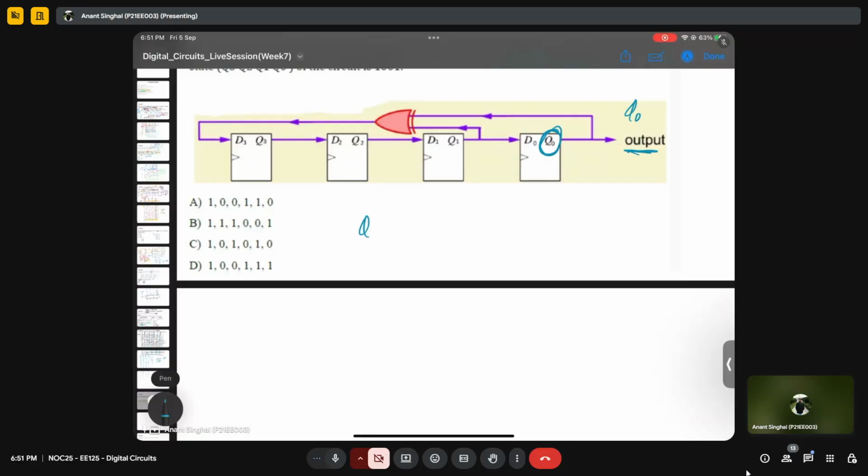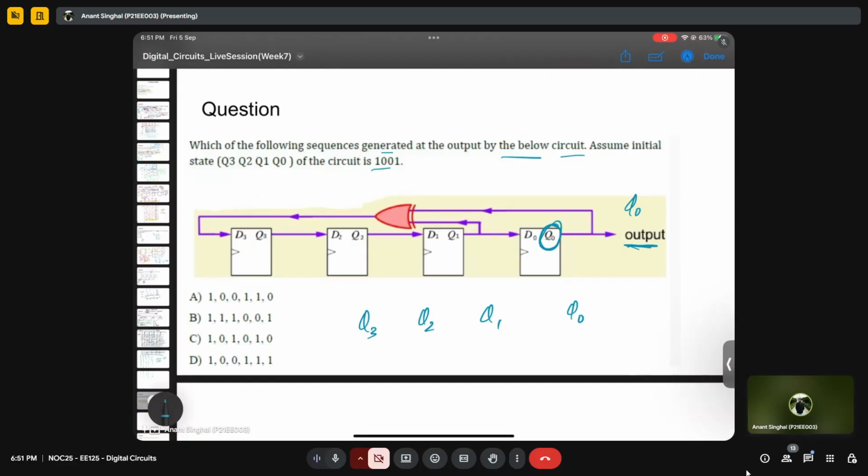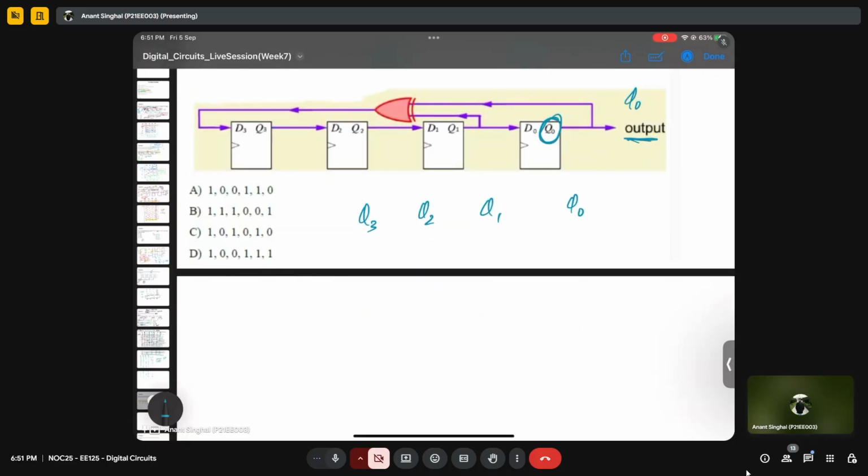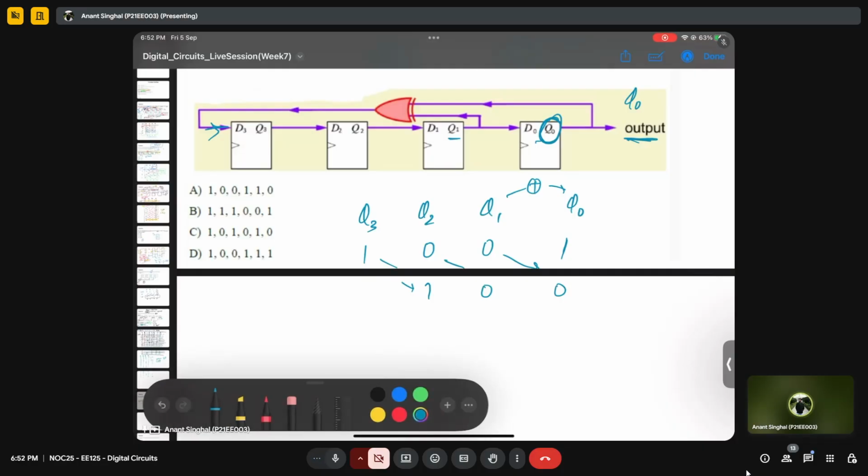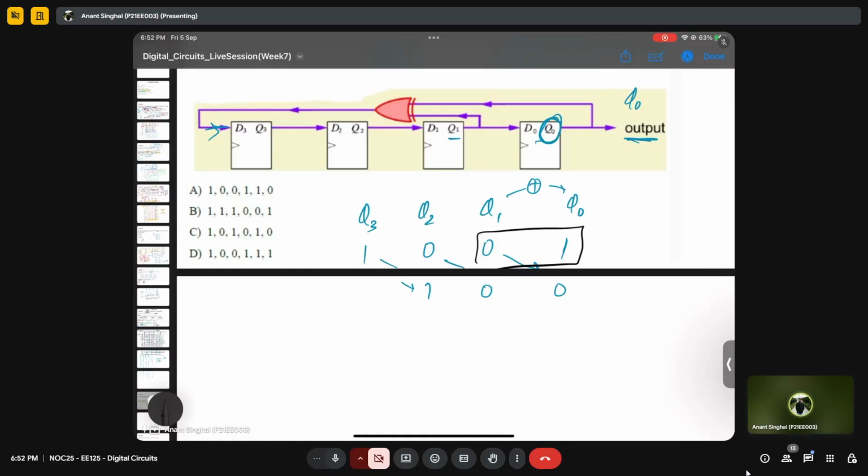So it is Q3, Q2, Q1, Q0. The initial state I think is given as 1001. So the only difference is that D3 is the XOR of these two. So the XOR of these two will come as the next term. So this will be shifted: 1, 0, 0. And the XOR of these two will come here.